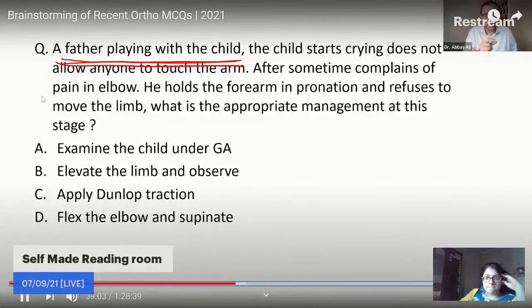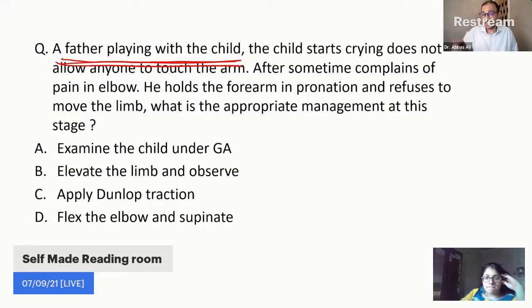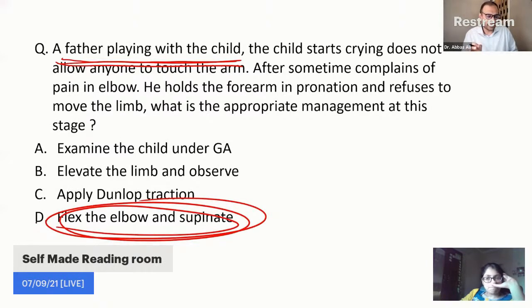After 5 to 6 years, what happens? The radial head gets ossified. And once the radial head gets ossified, it will not subluxate out of the annular ligament. So once my children cross 5 to 6 years, then I will do that with them. Take the helicopter now. Everybody got this child. So what will you do? You will flex the elbow and supinate. It's mostly a clinical diagnosis.